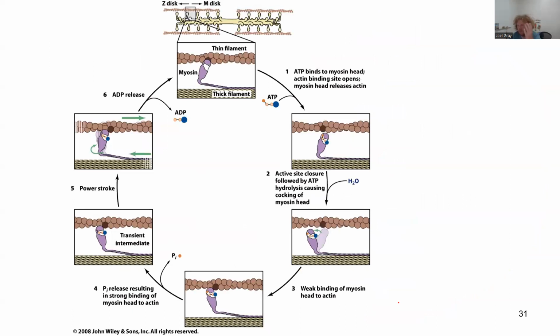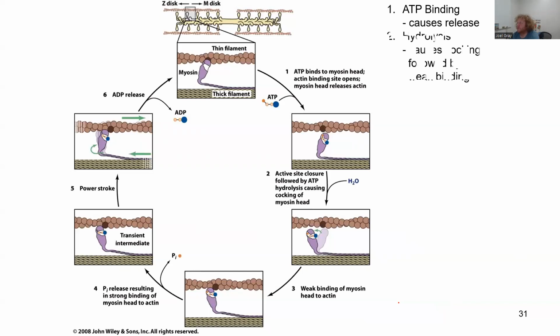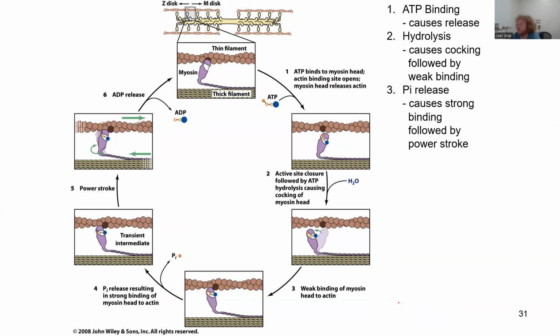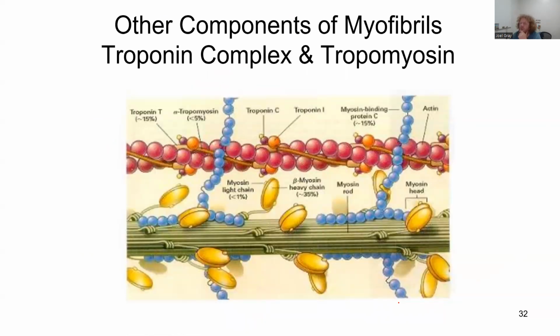So what we see is another representation of this, where we see the ATP binding, the ADP being released, and everything like that. The ATP binding causes the release of actin from myosin. The hydrolysis causes the cocking, followed by weak binding. The Pi release causes strong binding, followed by what's known as a power stroke, where it's that movement. The power stroke movement causes the ADP release, sorry. And then it just repeats over and over again. So those are the major components that I want you to be familiar with.